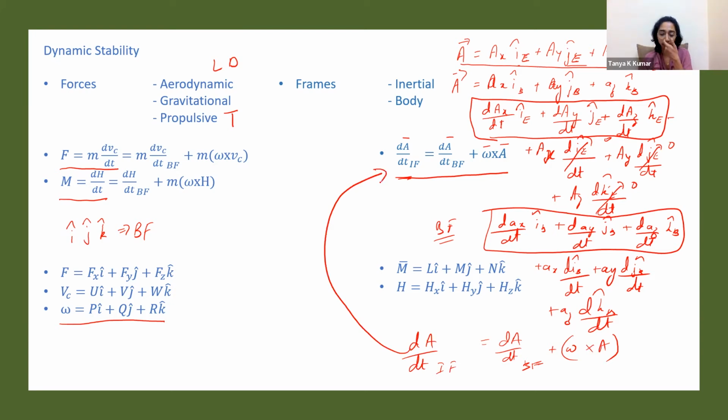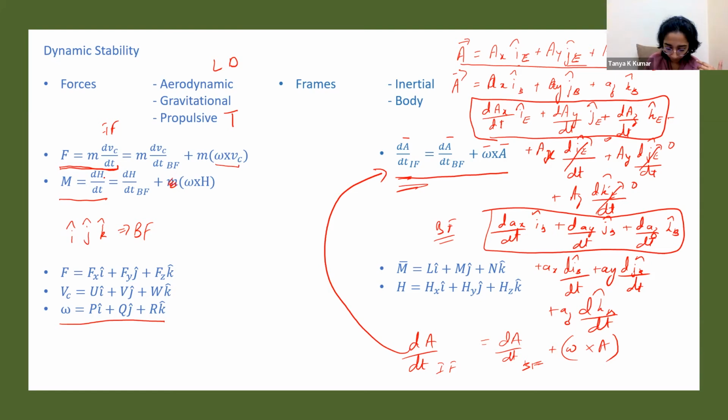Now we use this equation in our force and moment equations to see how we relate the inertial frame derivatives and the body frame derivatives. So this is what we derived in the previous class, and this term is in the inertial frame. How do we relate it to the body frame? We do the same. We apply this formula over there. So you have m dvc by dt in the body frame plus the omega cross vc term.